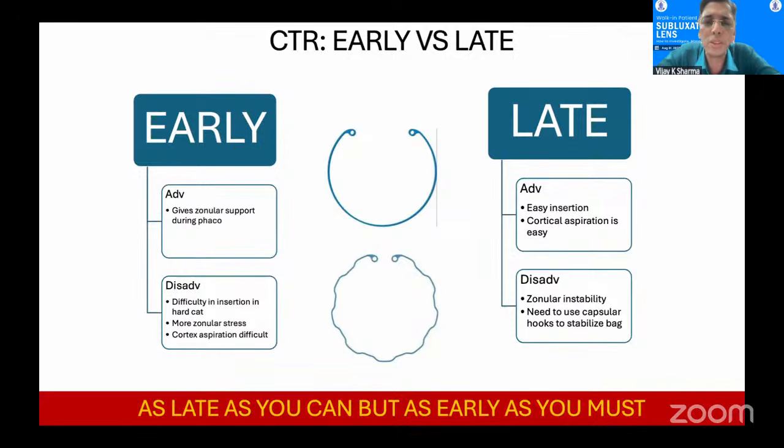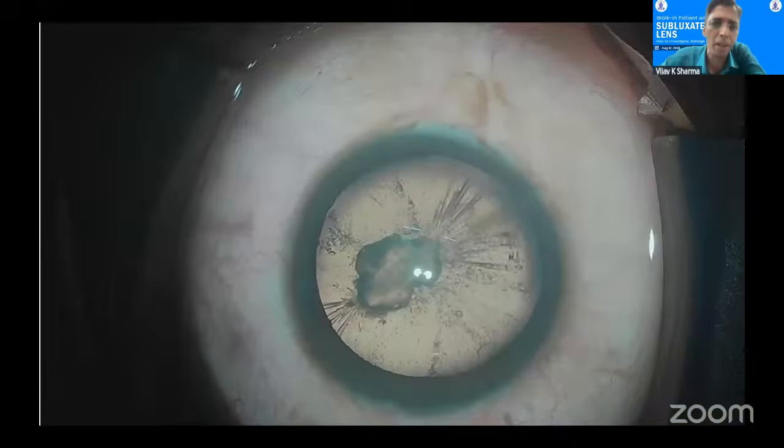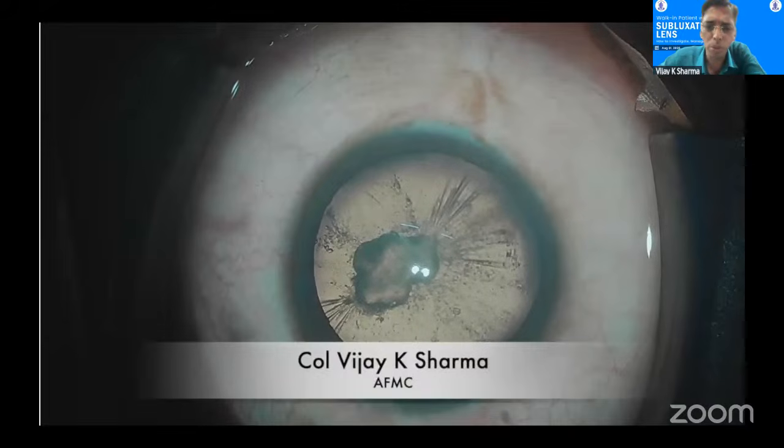So in those cases, instead of Morcher, you can also use a Henderson type of ring, which is shown here in the lower diagram. Cortical aspiration is a bit easier with the Henderson ring compared to a Morcher type of ring. I'll just show some videos about this.